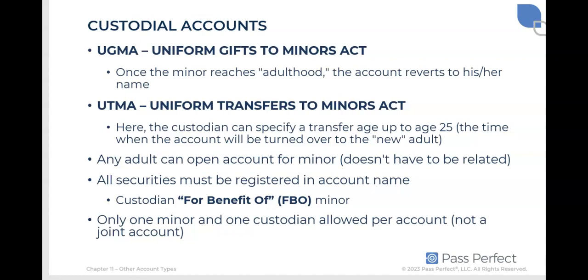But the account is in the minor's name fully. So it's the minor's property, and it says custodian for the benefit of the minor. Or as custodian, John Doe, custodian for James Doe under the Uniform Transfer to Minors Act. So that's the way the account must be titled, exactly that way.